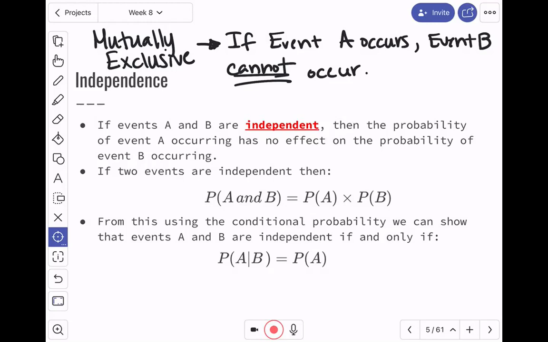If this event occurs, it has no effect on another event occurring. For instance, if I watch a game tonight, it has no effect on you going to sleep tonight. Those are two independent events. So that's what we're saying when we talk about independence. If one event occurs, the other cannot occur, that's mutually exclusive. If one event occurs, it has no effect on the other event occurring, that's independence. And here's what we do: we assume a lot of things are independent. This right here is an assumption. This is what we call the assumption of independence.